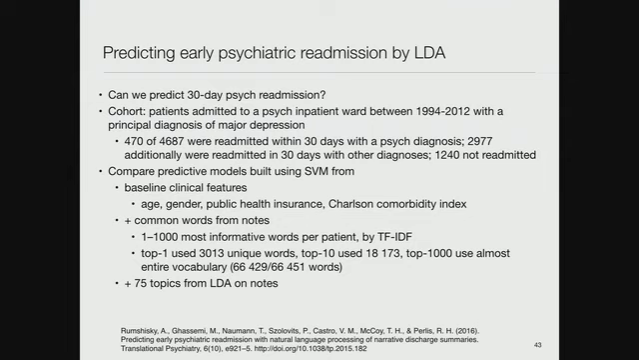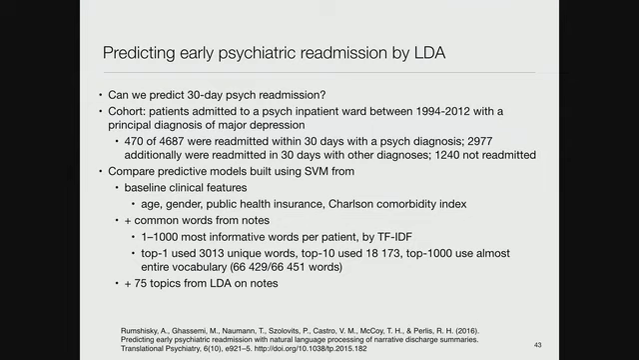So we said, well, let's try building a baseline model using a support vector machine from baseline clinical features like age and gender. Public health insurance is a proxy for socioeconomic status. So if you're on Medicaid, you're probably poor. And if you have private insurance, then you're probably an MIT employee and are better off. So that's a frequently used proxy. And a comorbidity index that tells you how sick you are from things other than your psychiatric problems.